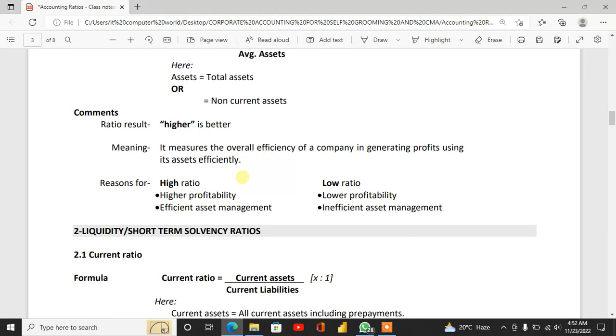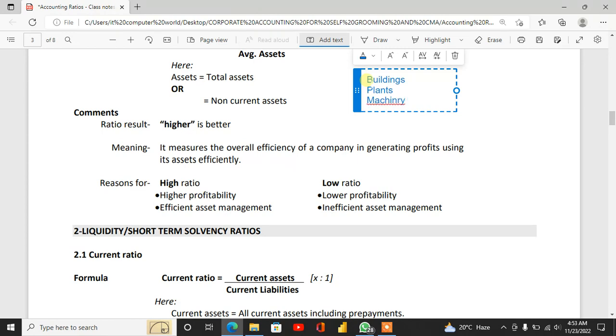It measures the overall efficiency of a company in generating profits using its assets. This ratio shows how the company is using its assets for generating profits. For example, the company is using buildings, plant, and machinery, and all these things to produce profits, and these are all non-current assets.